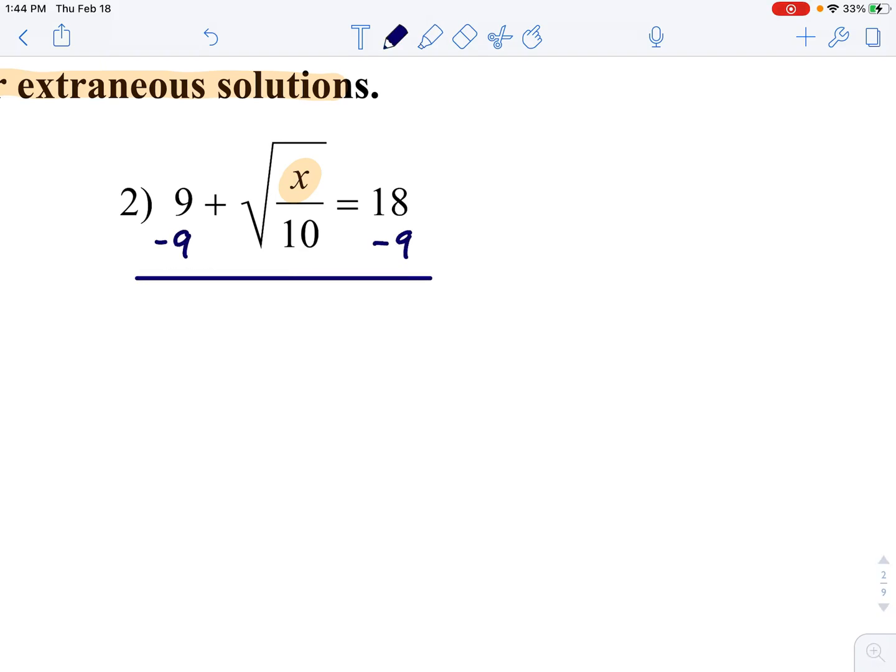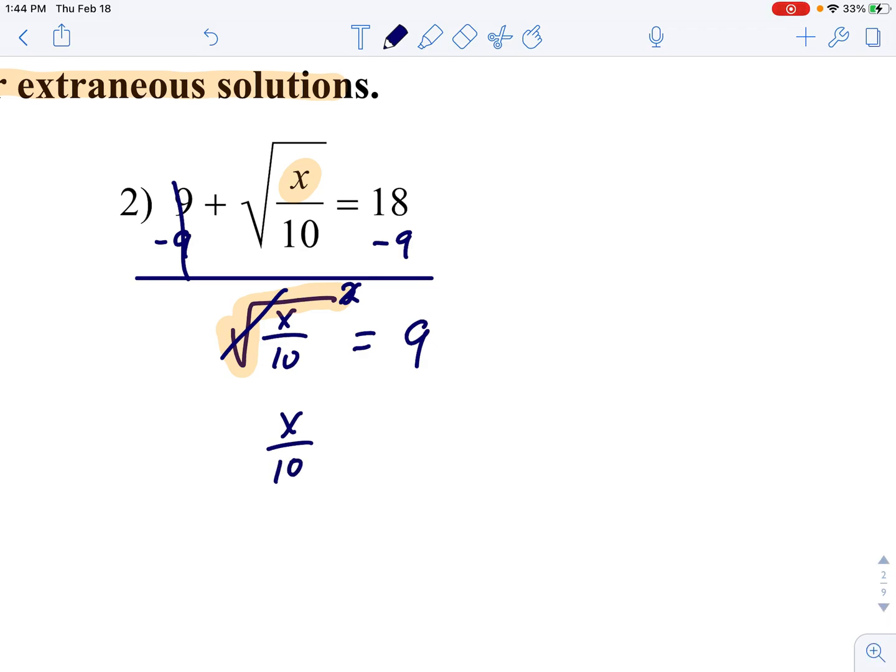That's a pretty normal type of thing you would do to solve an equation. You get square root of x over 10 equals 18 minus 9 is 9. Now to isolate x, we need to get rid of or eliminate that square root symbol. So like I said before, the opposite of a square root is a square. A square and a square root cancel each other, and that just gives you x over 10.